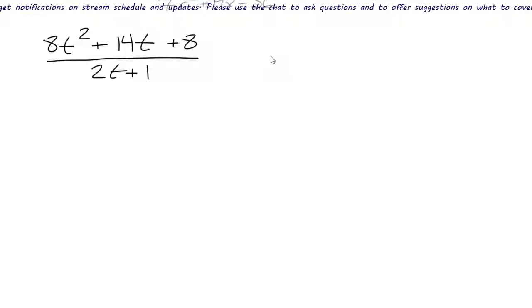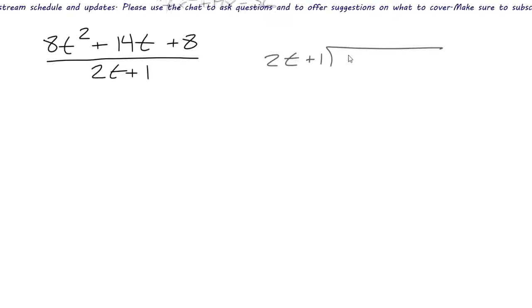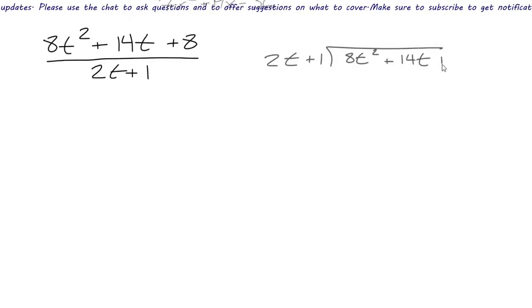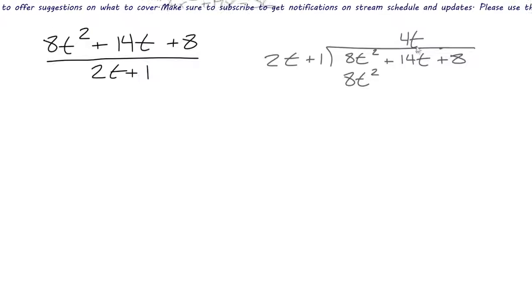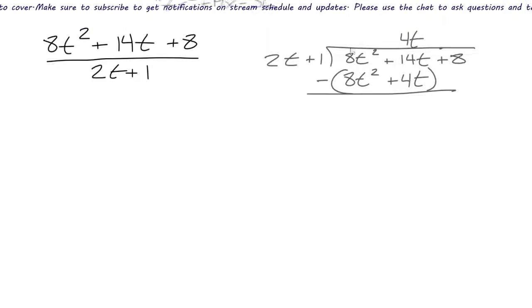All right, so 2t plus 1, and we're going to divide from 8t squared plus 14t plus 8. What can I multiply 2t to get to 8t squared? Well, I can multiply 4t. 4t times 2t is 8t squared. 4t times 1 is positive 4t. And subtract. I subtract, and I'm left with 10t plus 8.